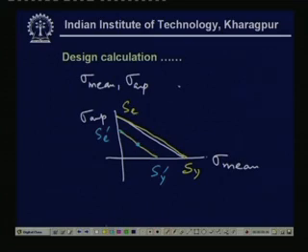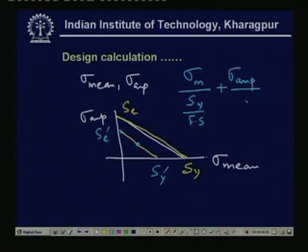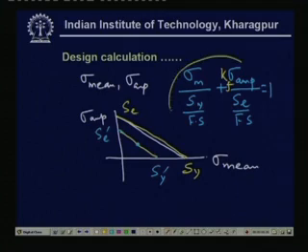Therefore, we have this relationship: sigma mean divided by SY prime, which is SY divided by factor of safety, plus sigma amplitude divided by SE divided by factor of safety, is equal to 1. And now here we will have to introduce the fatigue stress concentration factor. So this is the relationship which we use. There are other relationships known as Goodman's line or Gerber's line, but Soderberg's line is most often used.